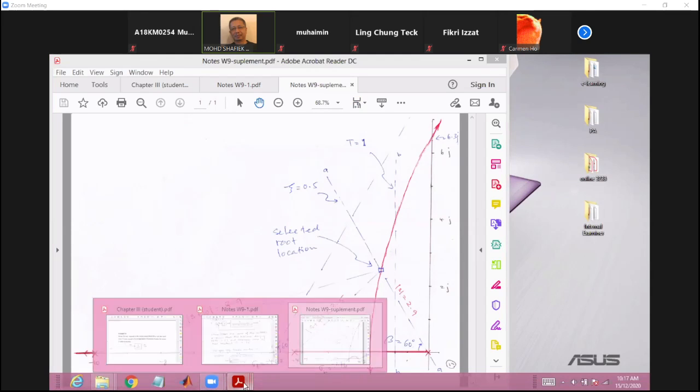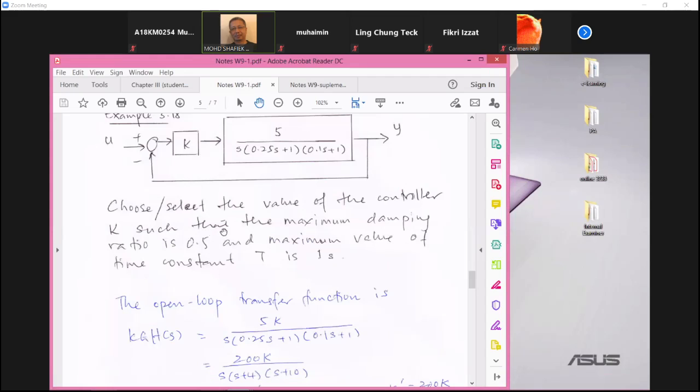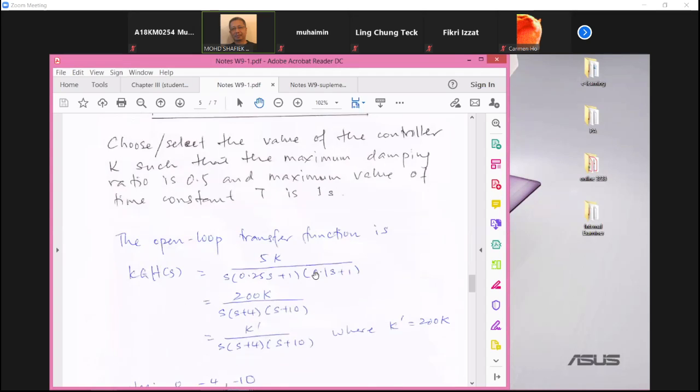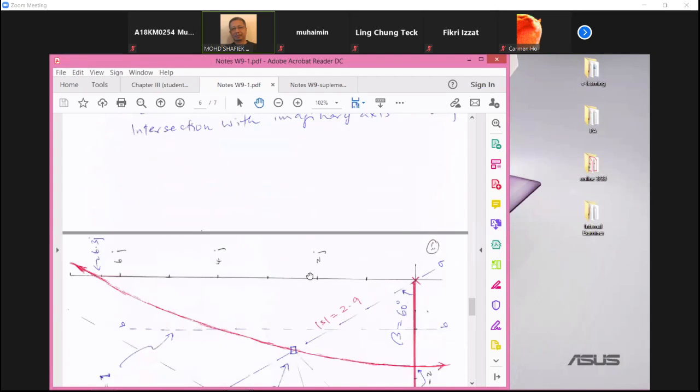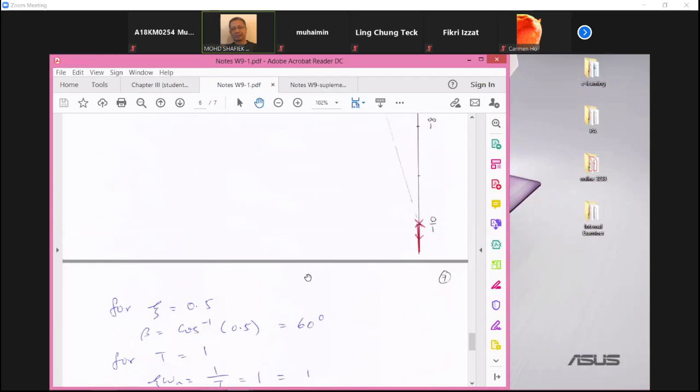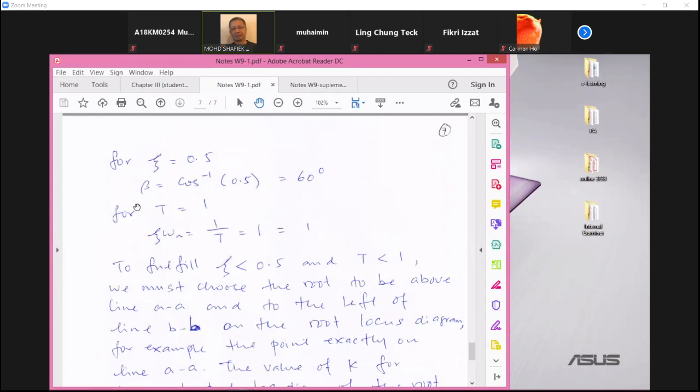All right, so now let us answer this question. The specification is the damping ratio must not be greater than 0.5. The time constant must not be greater than 1. So from that information, let us just choose this damping ratio 0.5. For damping ratio 0.5, we get the angle beta must be equal to 60 degrees.